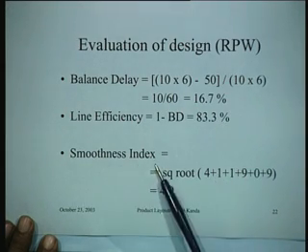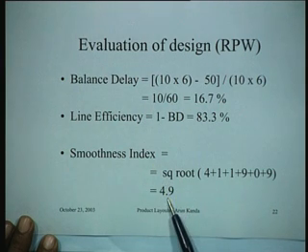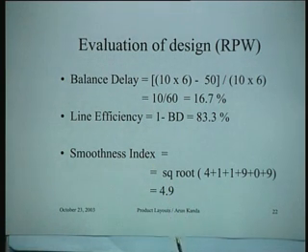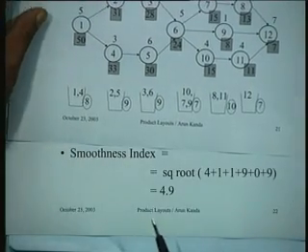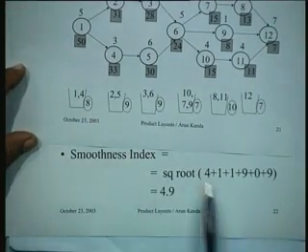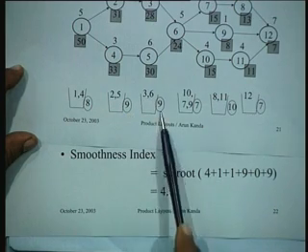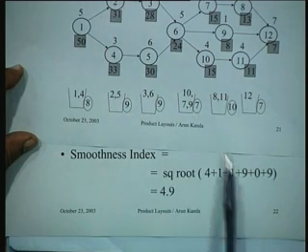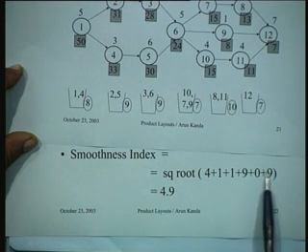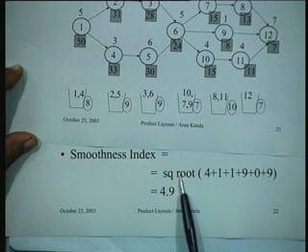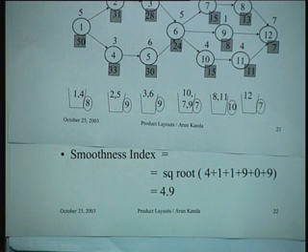However, if you look at the smoothness index, there is an improvement in the smoothness index. The smoothness index you find for this design, look at the idle times here. 2, 2 square which is 4, 1 square which is 1, 1 square which is 1, 3 square which is 9, 0 and 3 square which is 9, and the square root of this value is 4.9, which is an improvement on the earlier smoothness index that we have. That means this is a slightly better balanced line as compared to the previous one.